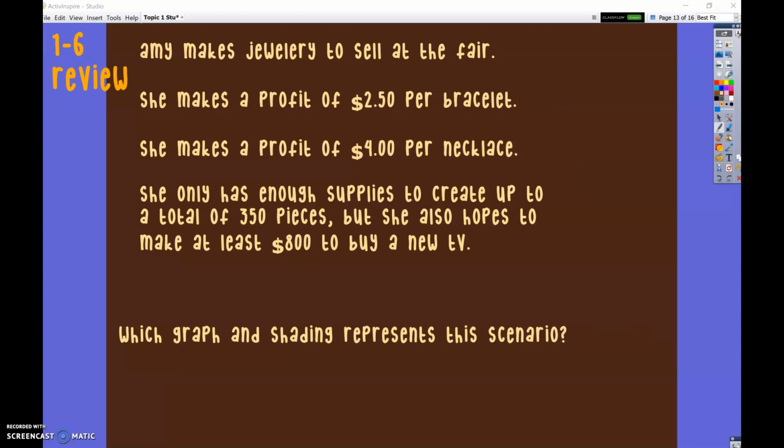Once you've set up the inequalities that represent the constraints in this story problem, remember X was bracelets and Y was necklaces, you'll want to make a graph for it and shade the zones, or the regions, if you will, that represent possible combinations of X bracelets and Y necklaces, where she'll make up to 350 pieces, but also make at least $800. Pick which graph represents this scenario best.